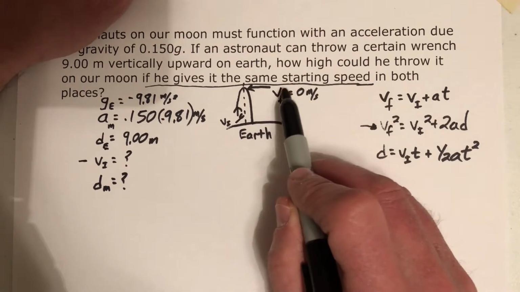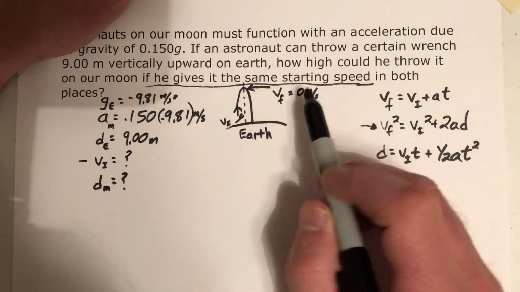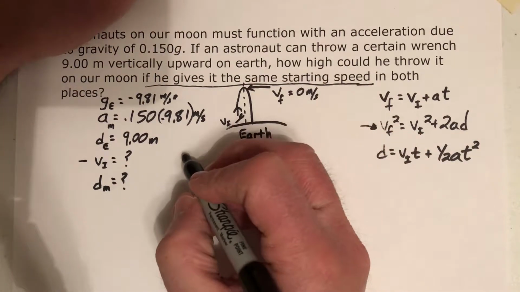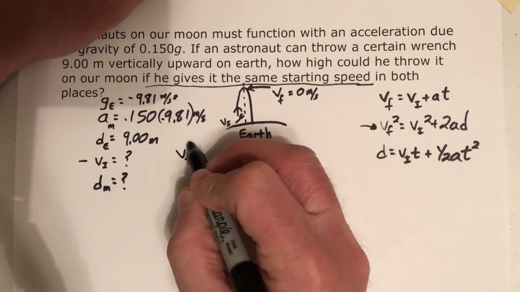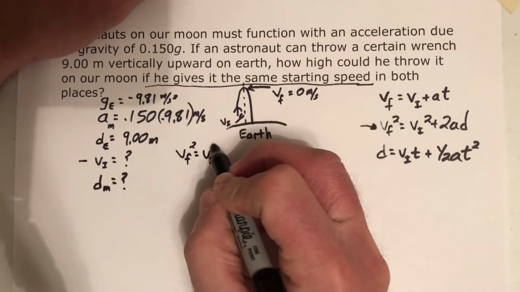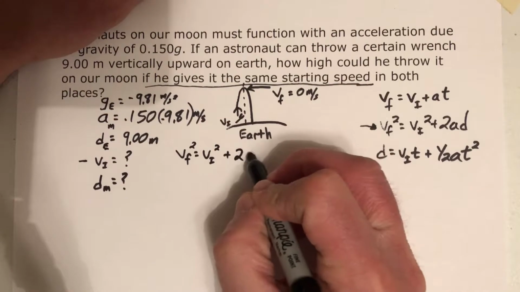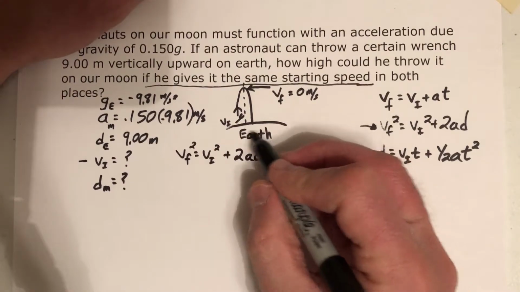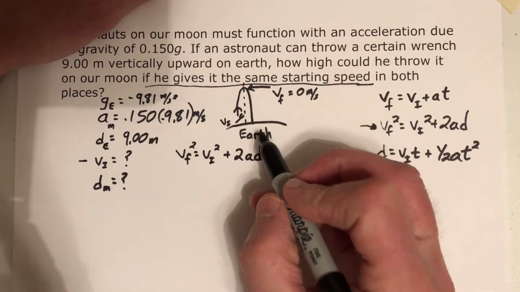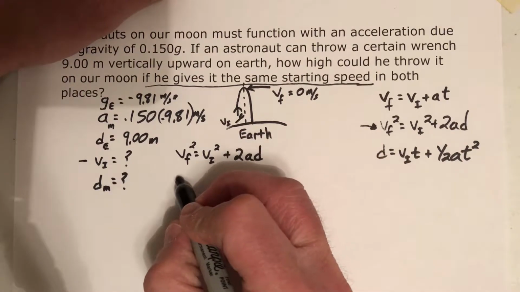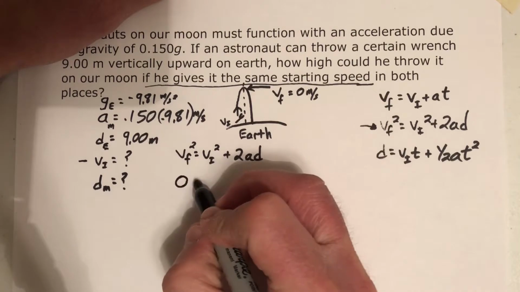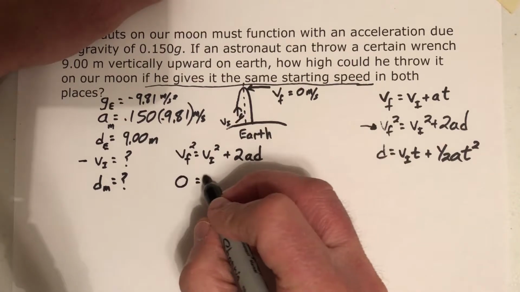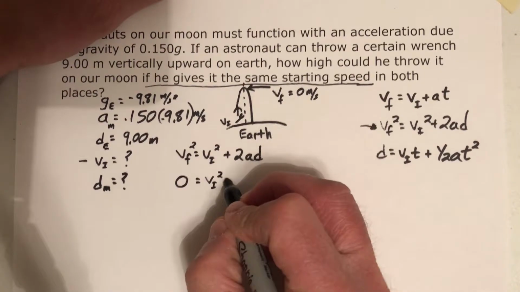So you can always somehow get that into the equation. So for Earth, I'm going to use final velocity squared equals the initial velocity squared plus 2 times acceleration times distance. And this is for when the astronaut is throwing the wrench on the Earth. So my final velocity, at the top of the path, is 0. The initial velocity, that's what I'm trying to find.